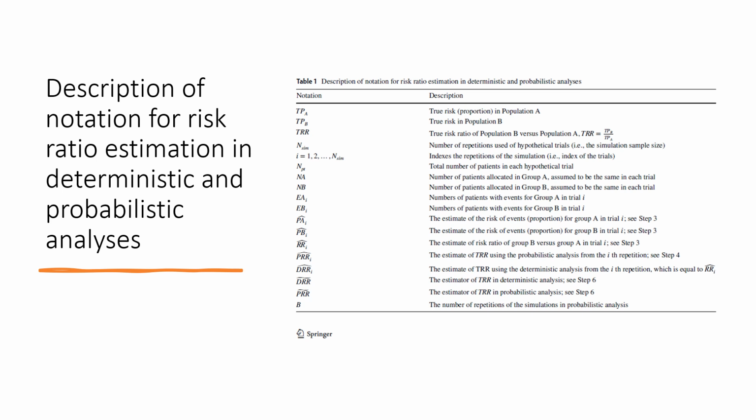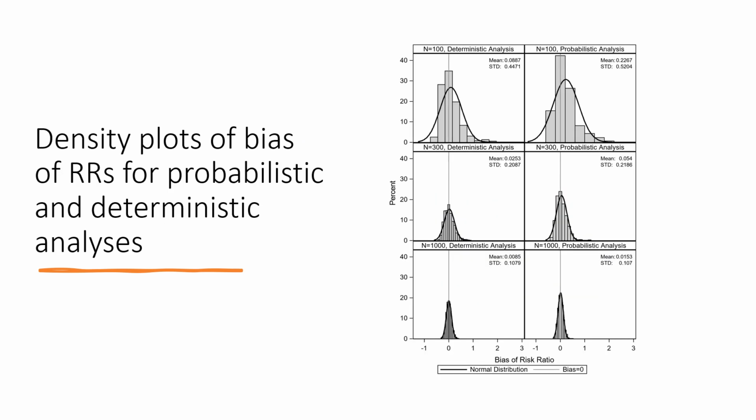The notations of this simulation study are shown in Table 1. We drew density plots of bias of risk ratios for probabilistic and deterministic analyses in scenarios 1, 2, and 3. With an increase in the sample size from 100 to 1000, the distributions of bias were subject to normal distributions in both probabilistic and deterministic analyses.